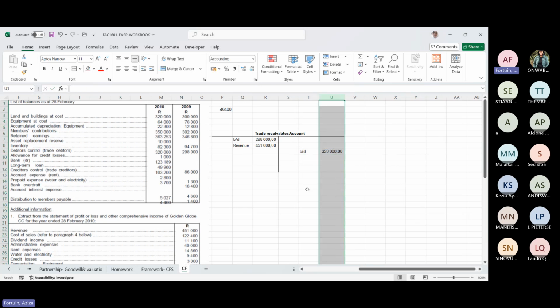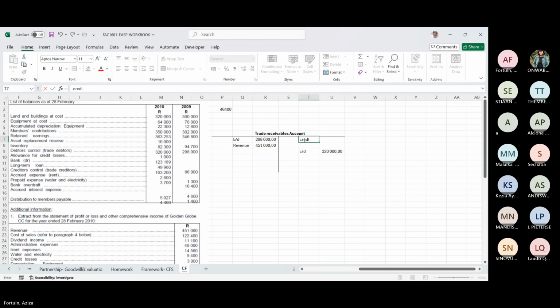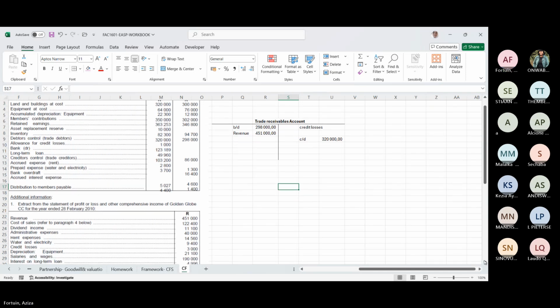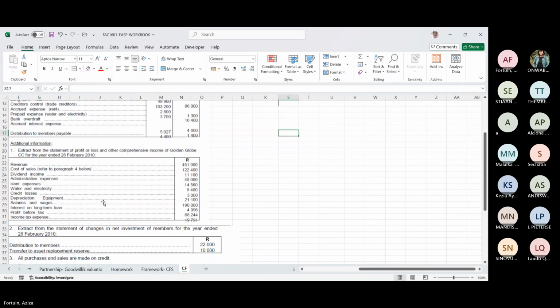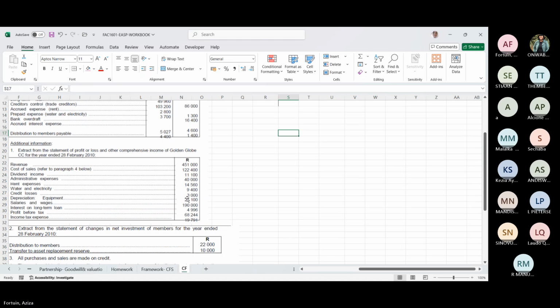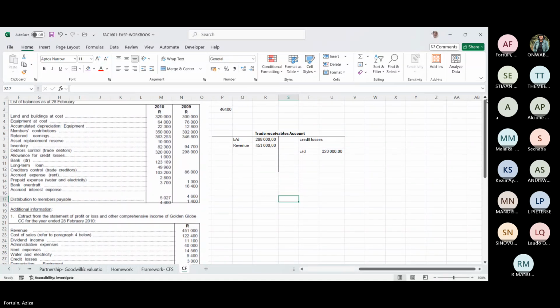What else affects your trade receivables account? Your credit losses. What was my credit losses? Let's go look. There's a credit loss of 3,000. There's an allowance for credit loss. Minus. How much was the allowance now? Where did I see it? 1,000.